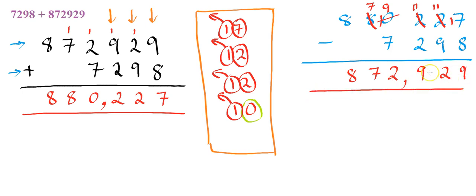872,929. So I look back at my original question, and I notice that this answer I just got is exactly the same as this one. And I've already used this number from this part of the original question, and I started with this, which was the answer. Now, because this answer to the subtraction equation is the same as one of the original add-ins, I know that this must be correct.